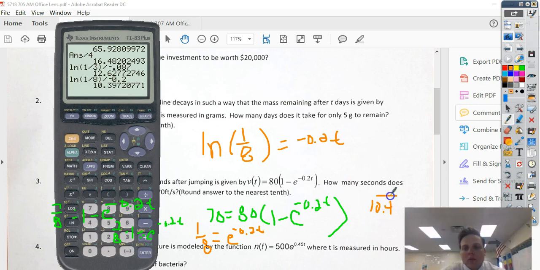It takes about 10.4. Okay guys, so I hope you remember how to change forms, because that's really 90% of what you're doing. You're solving for your base, changing forms, solving for your variable.